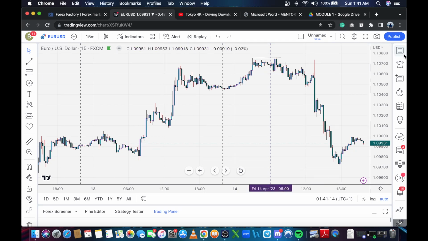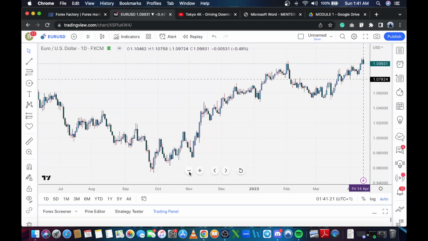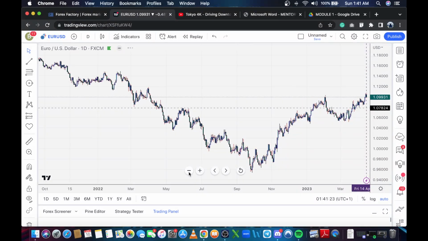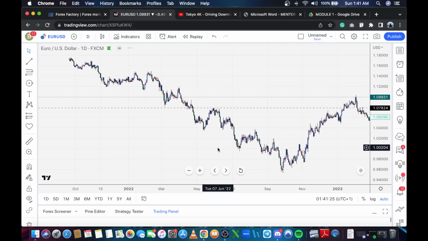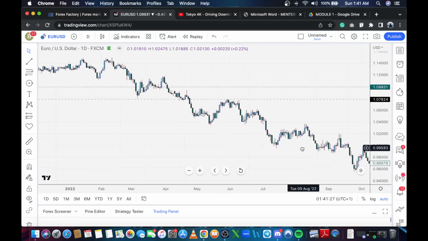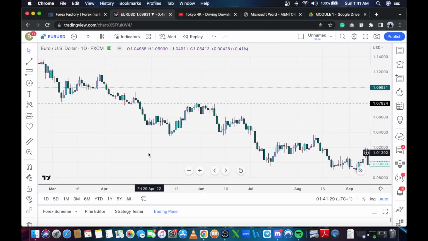Now, what level is this? Did I just clear up my chart? I think it did. I took off all my annotations. That's sad. Let me bring the annotations back, because there's a higher time frame level there.